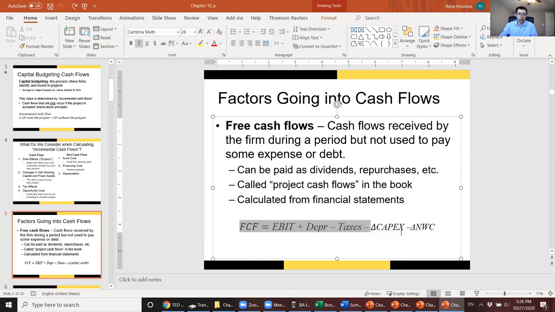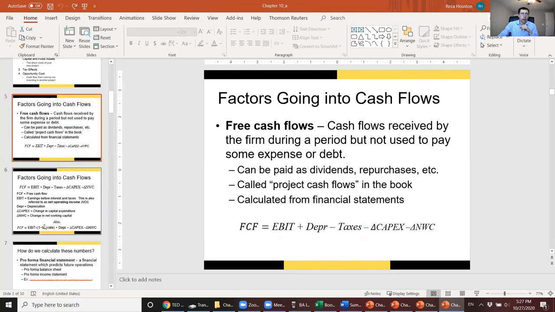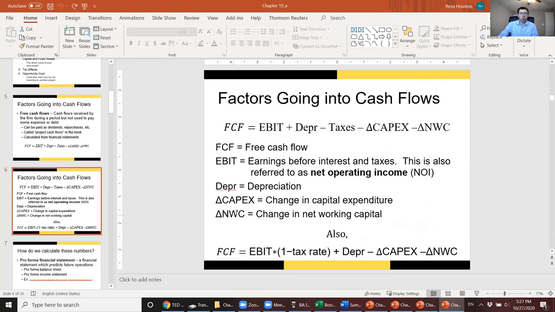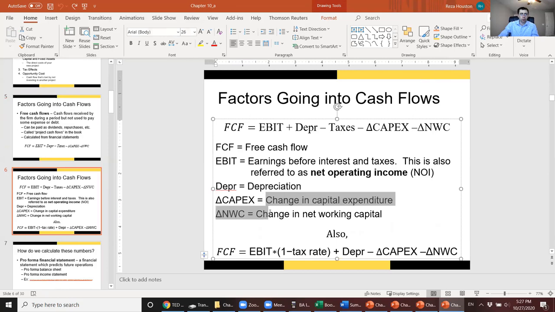And here's our formula. I'm hoping you will be able to calculate free cash flow on the exam. I'll probably give you a very simple example related to this. It's just our earnings before interest and taxes, plus depreciation, minus taxes, minus any CapEx, and minus any change in net working capital. Actually, I'll probably put this by the wayside because I intend to do several examples in class tomorrow.